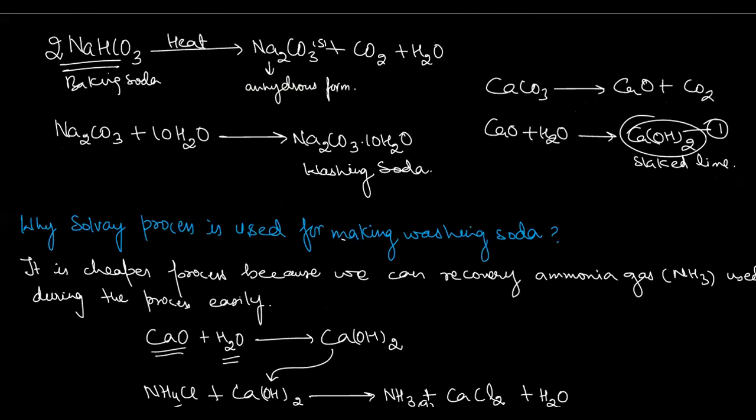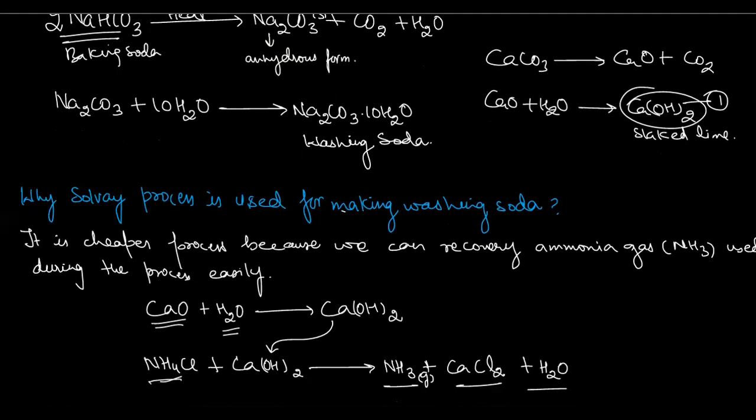Now why is the Solvay process used for preparing washing soda? Because it is the cheapest process. इसी process से अगर आप prepare करेंगे तो ये cheaper process होता है. Why? Because इस process में हम लोगों ने जो ammonia gas use की थी, we can recover it, because ammonia is a costly gas and we can recover the ammonia by this method. Okay, how can we recover the ammonia?